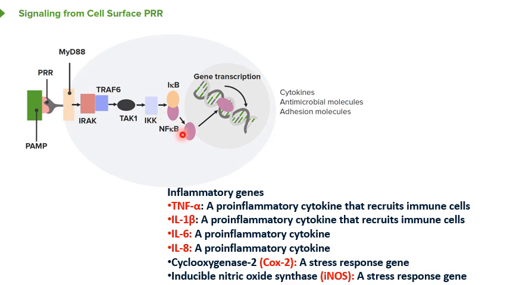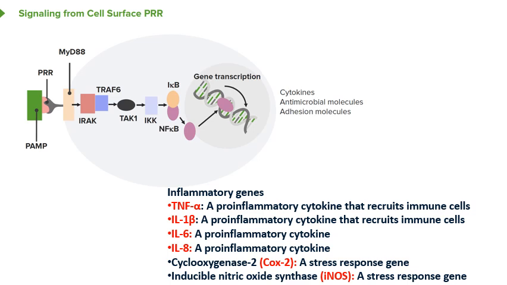Here's the whole path again. This guy goes into the nucleus and you get gene transcription. That means you're going to make some proteins, right? You're going to have transcription, then your RNA is going to come to the cytoplasm, you're going to have translation, and you're going to have certain inflammatory genes and other genes that are important for this whole thing.